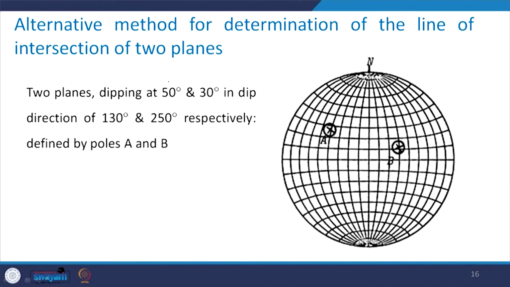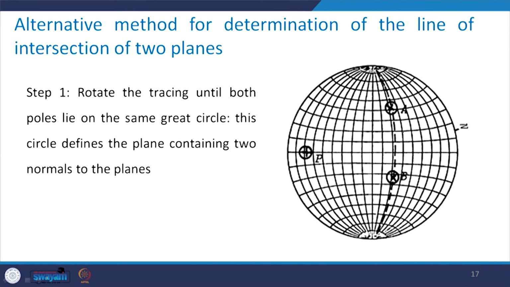You see that in this case again we are taking the same problem. Two planes are there, one having a dip of 50 degrees and dip direction of 130 degrees, another having a dip of 30 degrees with dip direction of 250. You see their poles have been drawn here. How to draw the pole? I have already explained it to you.